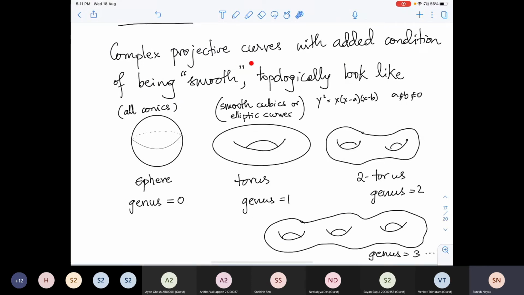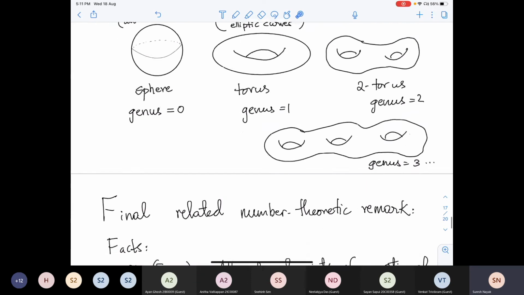I forgot to add connected, so it should also be connected. So you can have a disjoint union of 2 curves also. So I forgot to add that. Okay, let's just add that.